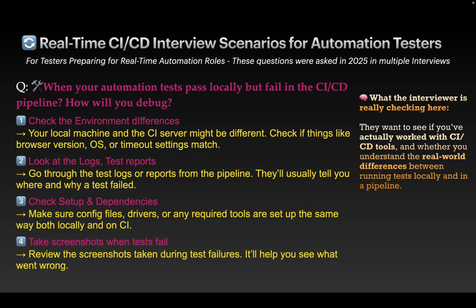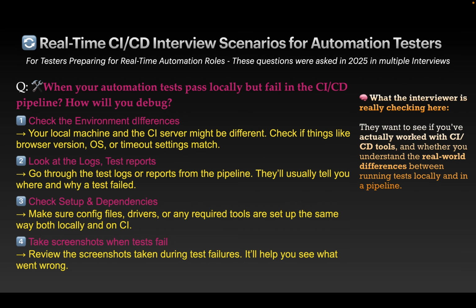Then we can check the test logs and test reports, go through the reports thoroughly and see if there are any locator-specific issues in the pipeline alone. So you can work on it or add wait times accordingly for the pipeline execution. Then we can check the setup and dependencies. Make sure all your drivers, configuration files or tools required are set up both locally and in CI. Make sure all the setup has been completed in the CI pipeline also.